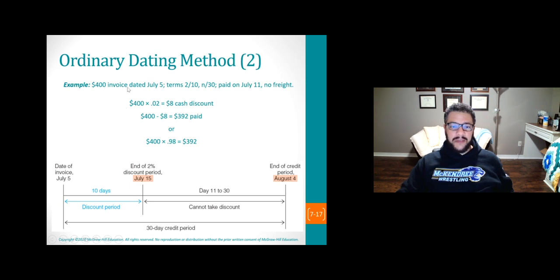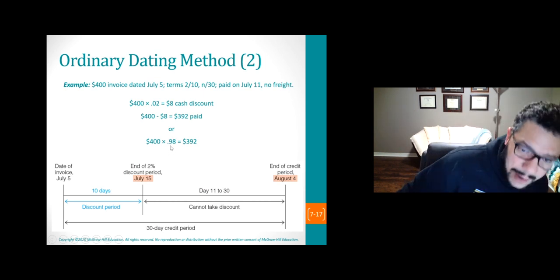So a $400 invoice dated July 5th, terms 2/10 net 30. What does that mean? It means all you see is 2/10 net 30. That means it's ordinary dating. It's paid on July 11th. No freight. We're not concerned about freight. So what do they actually have to pay? Well, it's paid on July 11th. July 11th is within this 15. So they take that $400 times 2%, they get an $8 cash discount. So you subtract that from the $400 invoice, and they only have to pay $392. $392 is the amount that they owe. Now here they multiply times the complement. That was a quicker way of doing it for them. Okay.